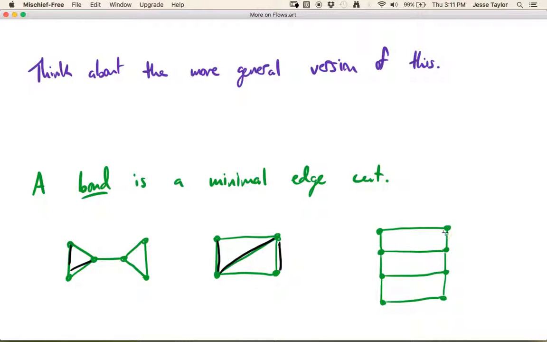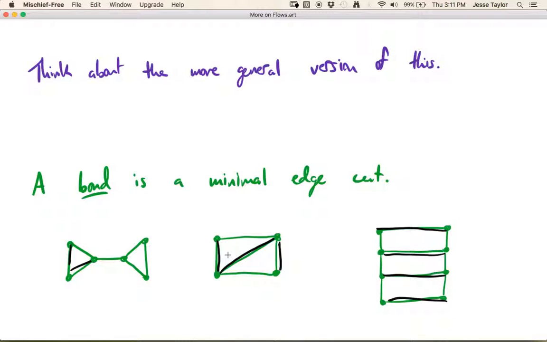Or right down the middle, all these horizontal lines, right? You could just take all of these, and that would also be a bond. Okay, so bond doesn't mean the smallest size possible. It just means that you have a set, and if you put back any one of those edges in the set, you would reconnect your graph. Okay, so those are some examples of bonds.